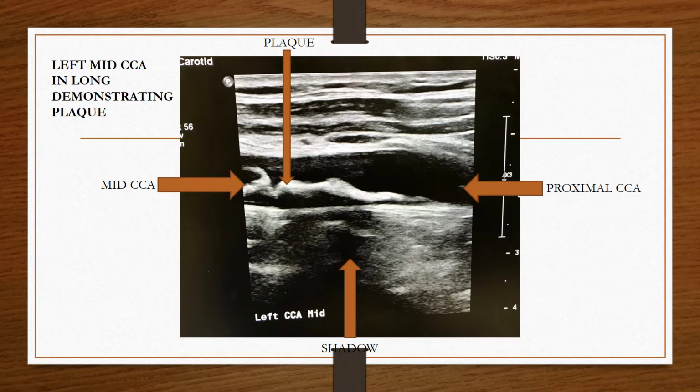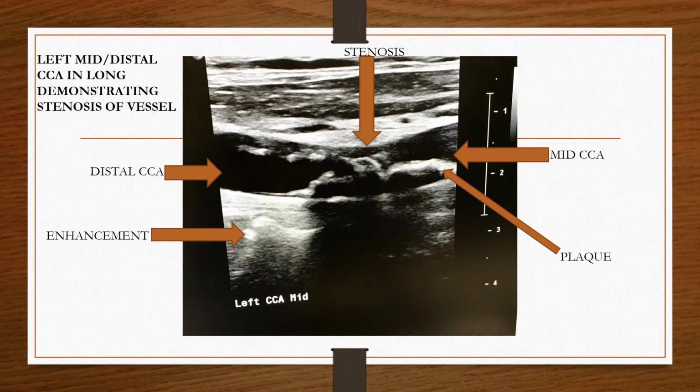You can see the hypoechoic lumen and then that bright hyperechoic plaque from the proximal common carotid into the mid common carotid. And this is almost the same view, just a little further up the common carotid artery. But you can really see the severity of the stenosis in this vessel where there's not a lot of room for blood to travel through that area. It also has a lot of shadowing.